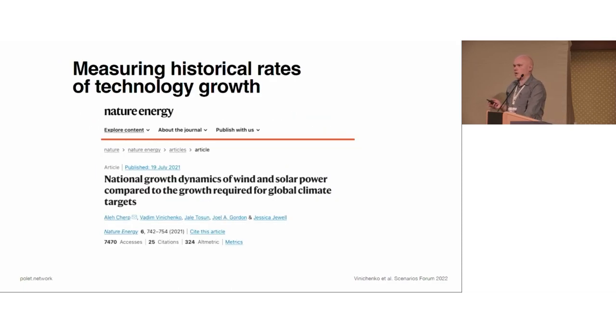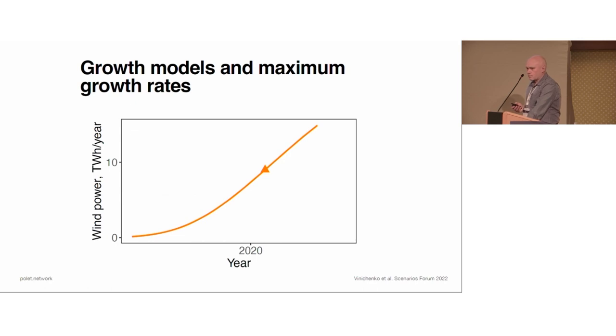So let's start with measuring historical rates. In this work, we are using the method we described in our article published last year, but we are bringing in some new data and new technologies. At the center of this method, there are growth models. We use several of them for robustness, but they all agree that a technology expansion starts with a period of accelerating growth, which eventually switches to a quasi-linear growth stage. And then it starts slowing down after the inflection point.